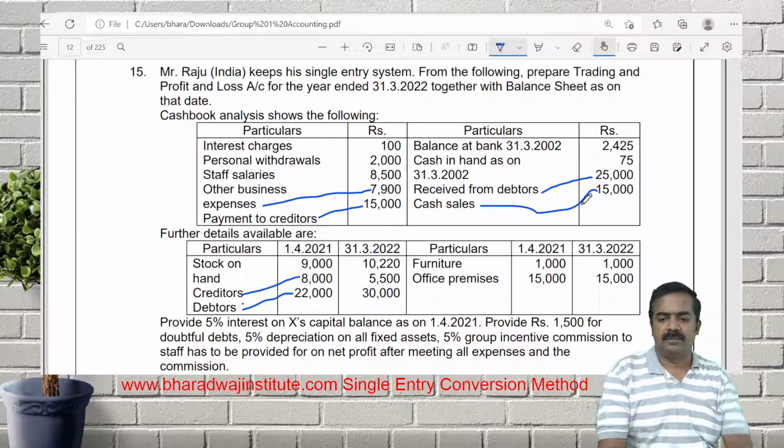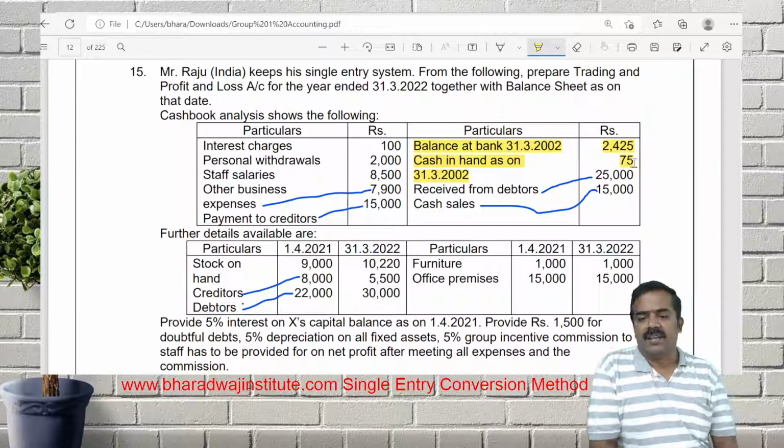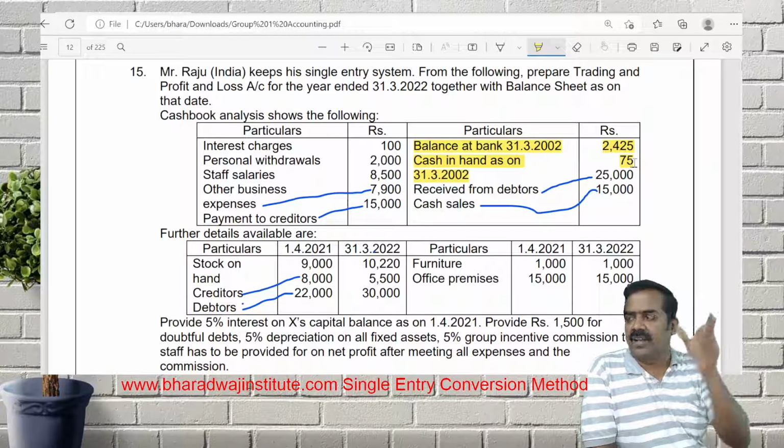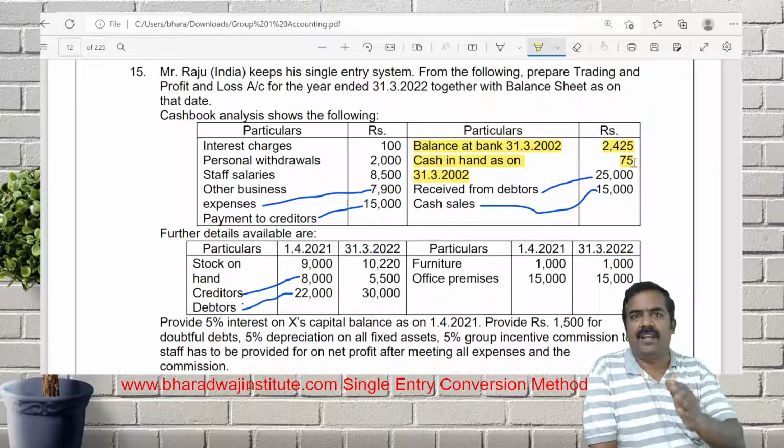Now in this problem, if you look at it, balance at bank is given and cash in hand is given at the end of the year. What is missing? Opening balance is missing. Can we prepare a cash book having cash column, bank column in this problem? Is it possible to prepare separately a cash account and a bank account?